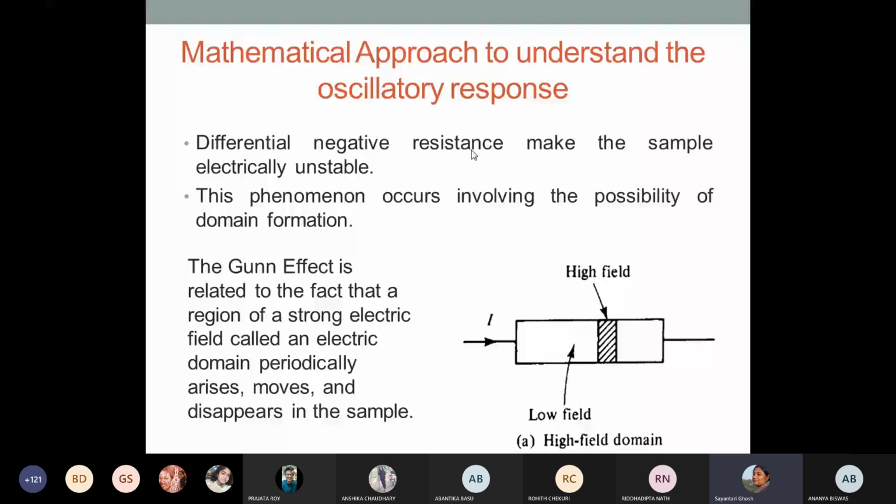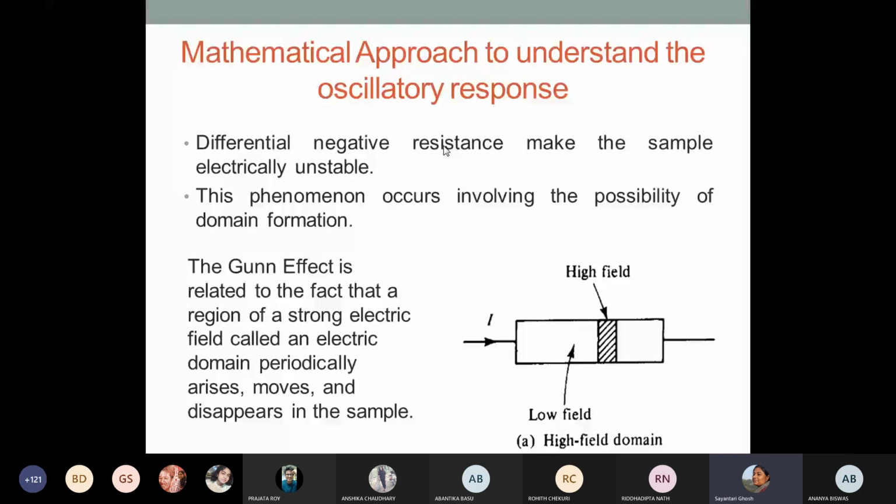Okay, so this entire phenomenon is basically working on the principle of an effect which is called the Gunn effect, but I will come to that later. It is better to understand the mechanism going on inside first, then we will move on to define what is the boundary of this phenomenon called the Gunn effect.